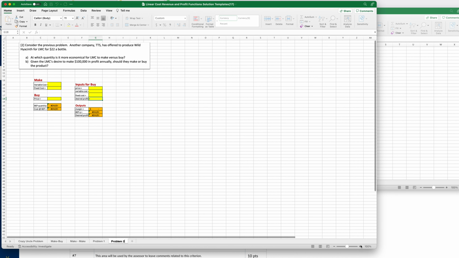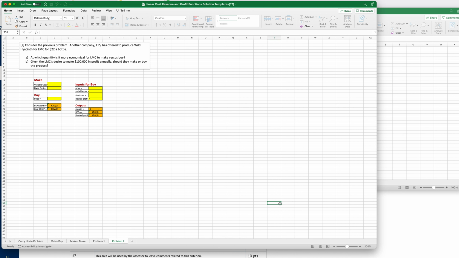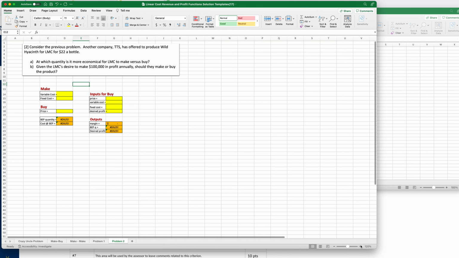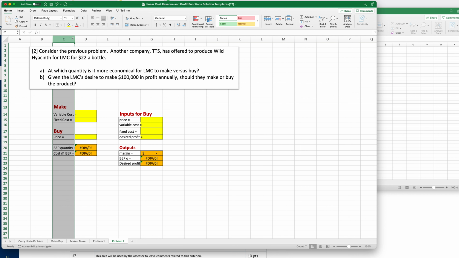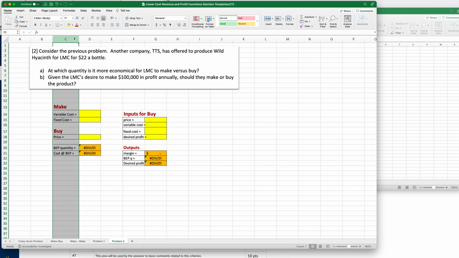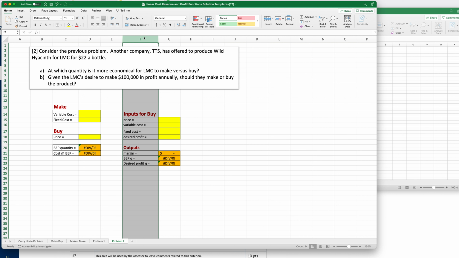And if you want to make it bigger so you can actually see it, you can make it bigger. I put my cursor on the right-hand side of the column here, the C column, and I double click, and it makes it wide enough to cover the widest term. Inputs for buy being the widest here, variable cost or BEP quantity being the most here.